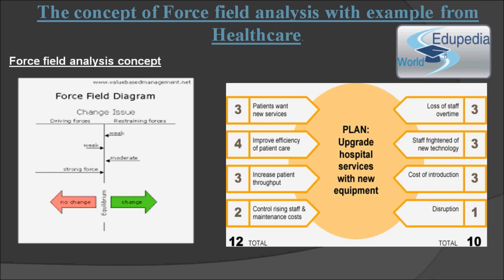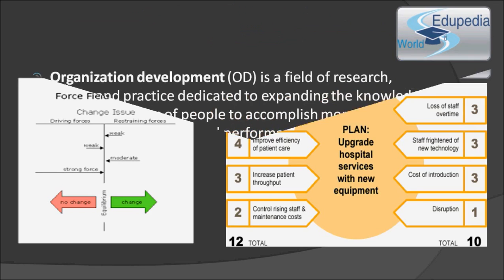Now against this, there are forces which are restraining us. For example, because we are bringing new technology, there may be loss of staff, or over time, staff frightened because of new technology. They have to reskill themselves, they have to learn new things, so they are creating resistance. And then the cost of introduction, new equipment, new training, and the disruption has already taken place. So you see the force field analysis beautifully in this example.